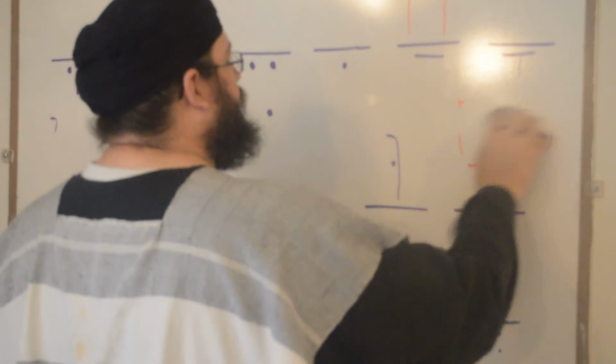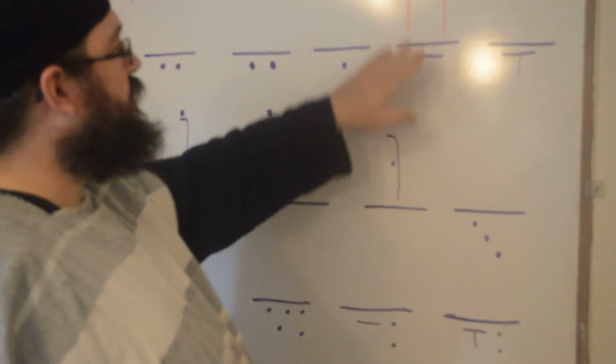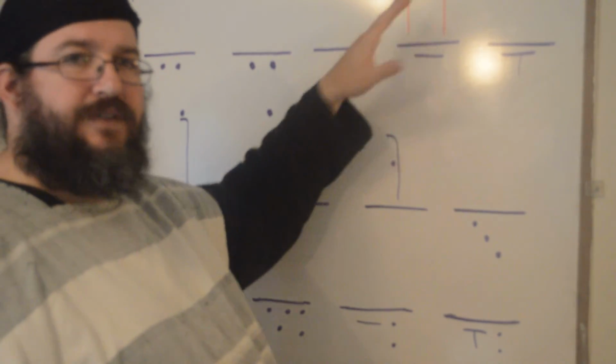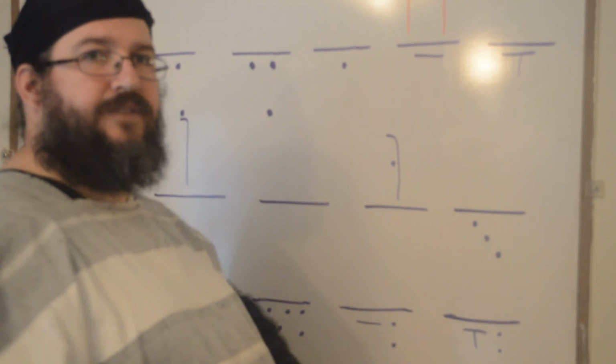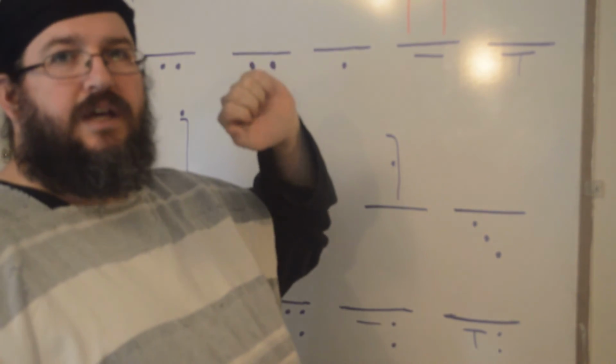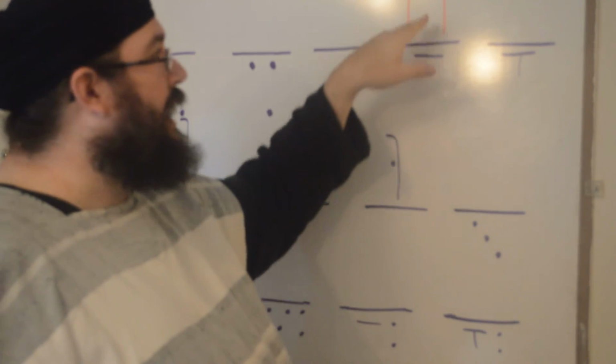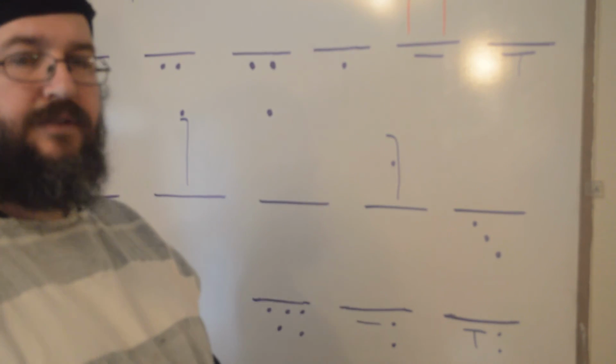So when we find chet, always remember that chet is going to be the sound that's last if it's the last letter in the word. The vowel will be the first sound. So ah is how we will pronounce it.